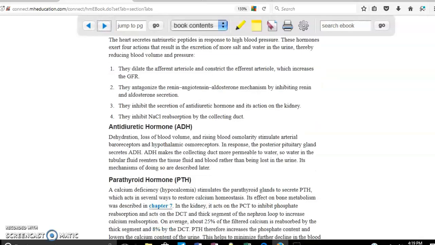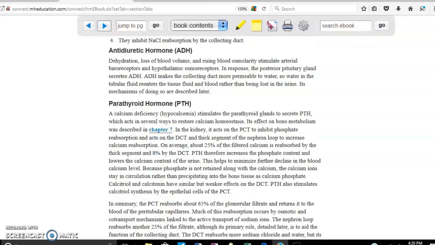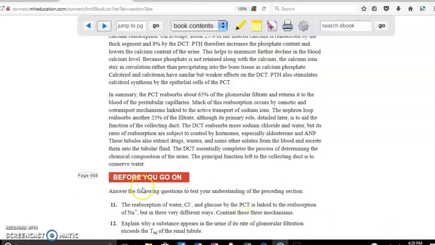Antidiuretic hormone, that one is going to help you keep water in your body. You don't urinate a lot. Cases in which you need water in your body, like when you are dehydrated. Parathyroid hormone, this is related to calcium. The parathyroid hormone is going to work to increase the reabsorption of calcium from the tubes back into your blood when it's necessary. And if we keep scrolling down, that's about it.